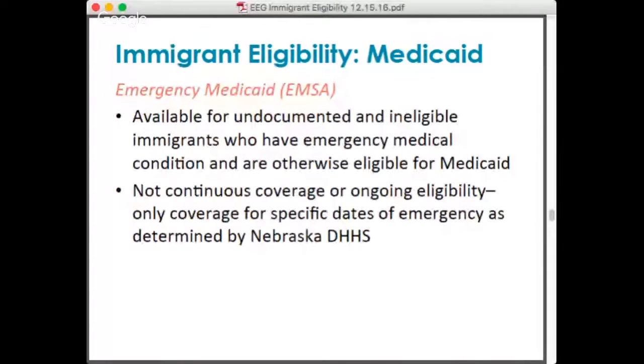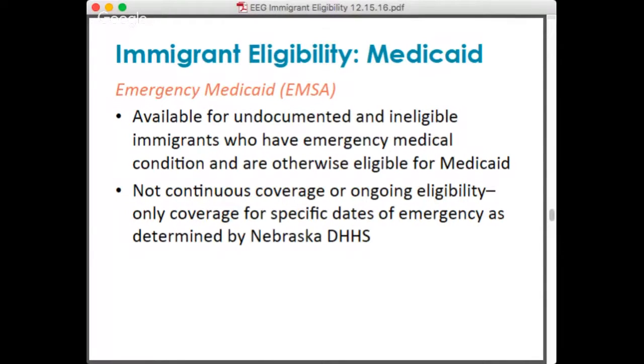for undocumented or otherwise ineligible immigrants. So they meet the income, residency, and other standards, but due to their immigration status are not otherwise eligible for Medicaid. They're able to get coverage for emergency conditions. It's not continuous coverage or ongoing eligibility. It's only coverage for specific dates of an emergency.